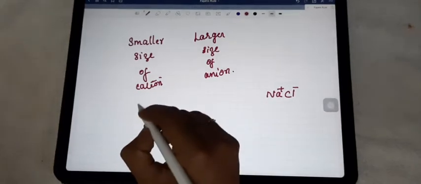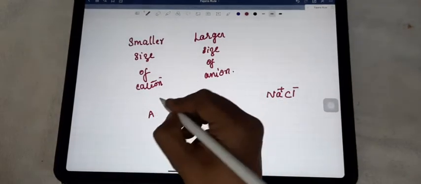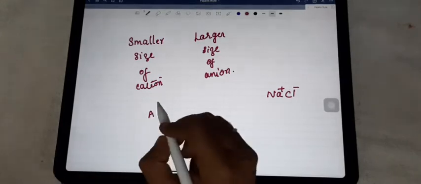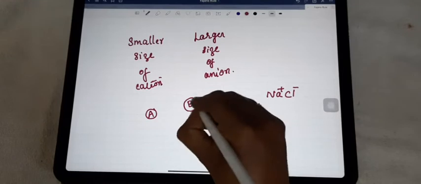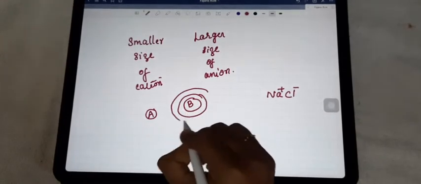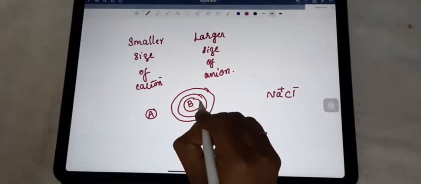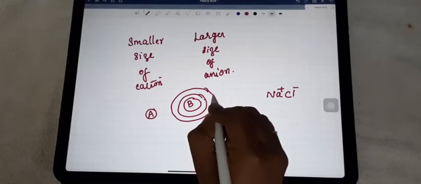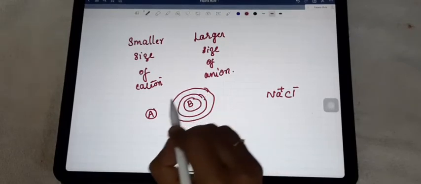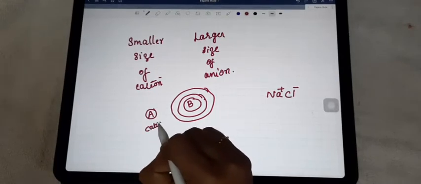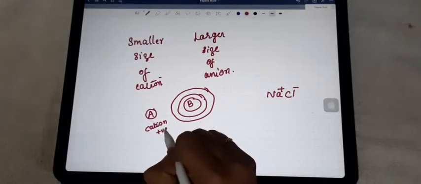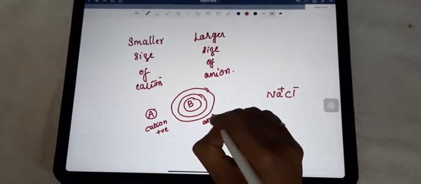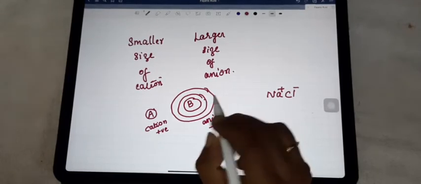How can we explain it? Just imagine any cation, A. One cation I took here. Just imagine this is the small size of a cation. And just imagine B is the anion, having a larger size. So this is the nucleus and these are the electrons present in the orbits. This is a cation, meaning there is a loss of electrons and it has a shortage of electrons, right? And it has the positive charge also. And this is the anion, having more number of electrons, you know it already.